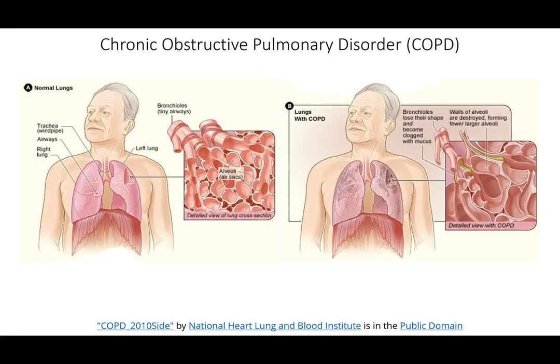So the chronic bronchitis part of COPD is what's affecting the bronchioles. So they are losing their shape. They're going to start collapsing, narrowing the passageway. And then that mucus is going to further block airflow through the bronchioles. And then emphysema is the part that affects the alveoli specifically. So those are losing their elasticity and getting destroyed.